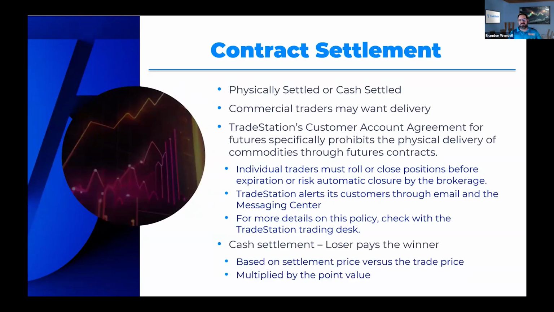Anyway, cash settlement, that's pretty easy. Like I said, if the end of the contract comes and you bought it at a lower price than it is now, you'll get paid the difference. If you bought it at a higher price, you'll have to pay the difference, and vice versa for selling.